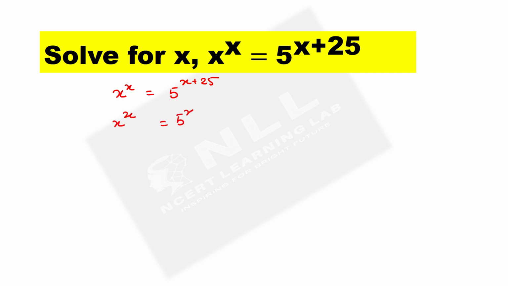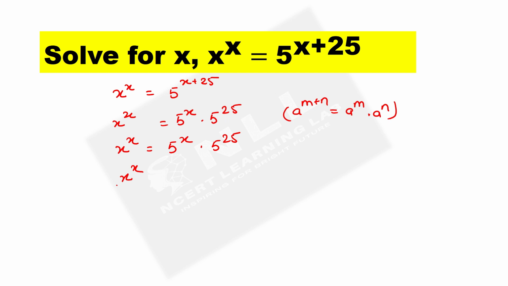First we separate 5 to the power x plus 25 into 5 to the power x into 5 to the power 25, because a to the power m plus n equals a to the power m into a to the power n. Now our expression will be x to the power x equals 5 to the power x into 5 to the power 25.